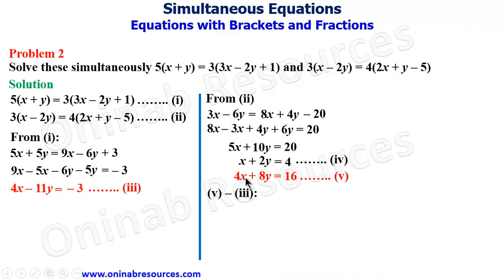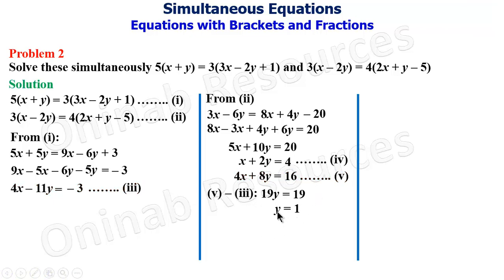So 4x minus 4x is gone. So 8y minus negative 11y is going to give us 19y. 16 minus negative 3 gives plus 19. So we have 19y is equal to 19 and y is equal to 1 after dividing both sides by 19.